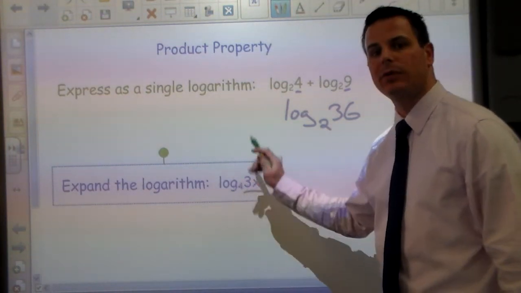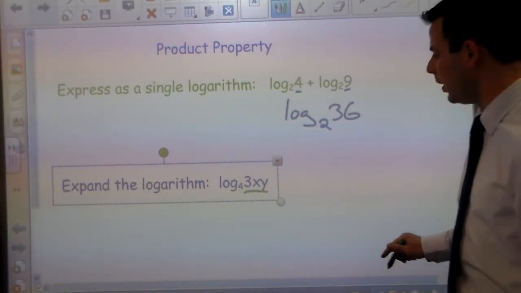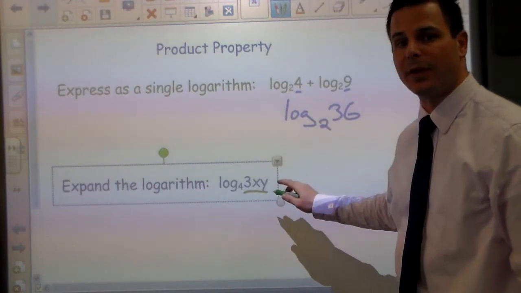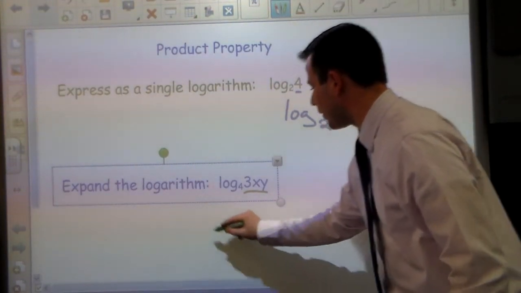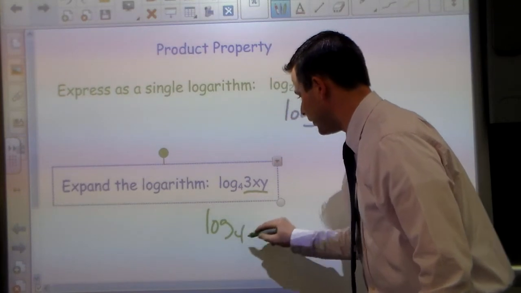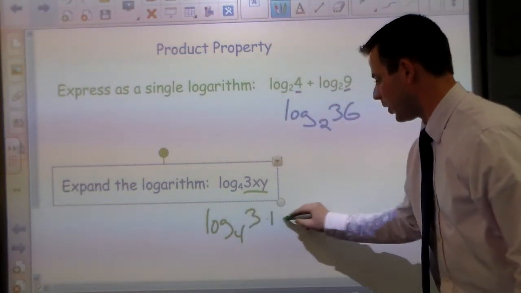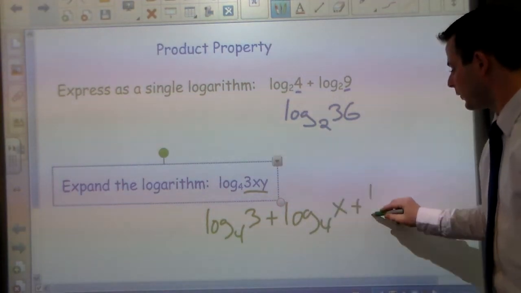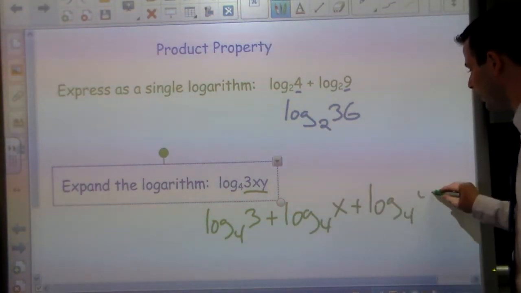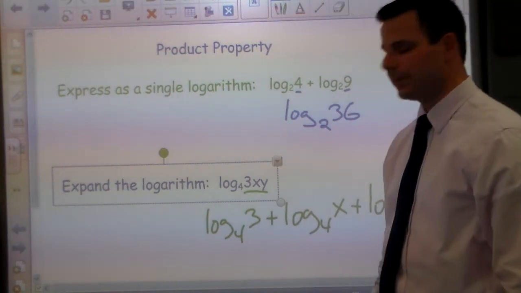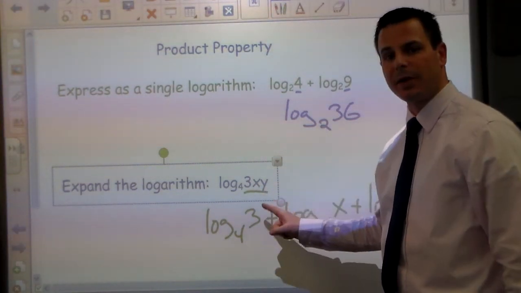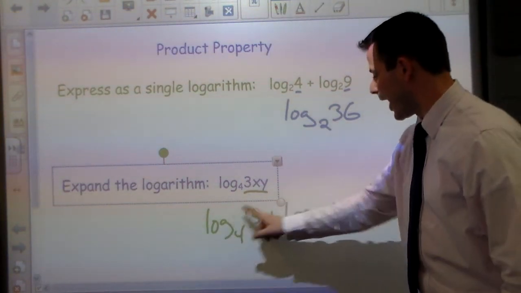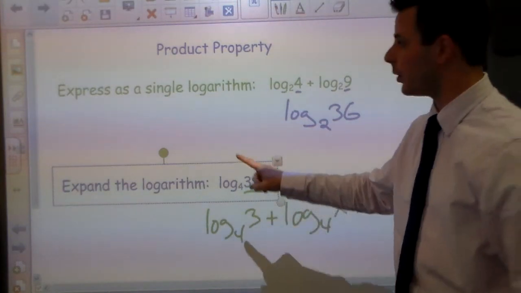Notice the base is 4, so all of the bases will be 4. Then you say, how many terms are being multiplied together? There are 3 terms being multiplied together here. So there'll be 3 logs being added together. It'll be log base 4 of 3 plus log base 4 of x plus log base 4 of y. So we have 3 things being multiplied together, so we have 3 logs being added together. The word log means exponent. When you're adding exponents, you're multiplying terms.